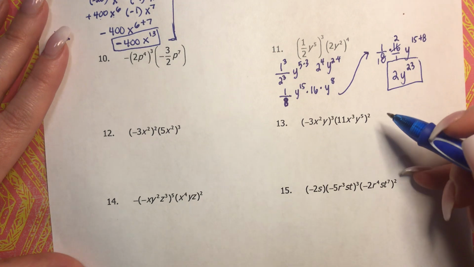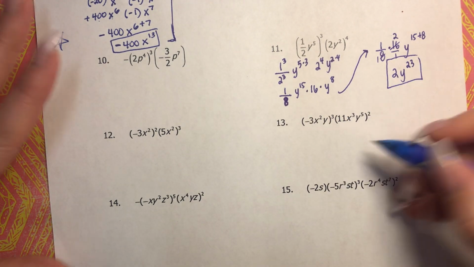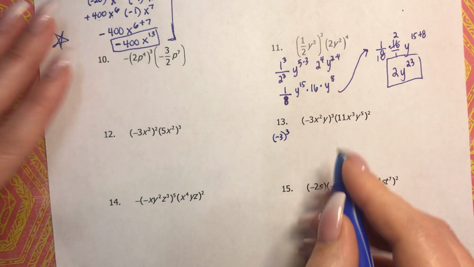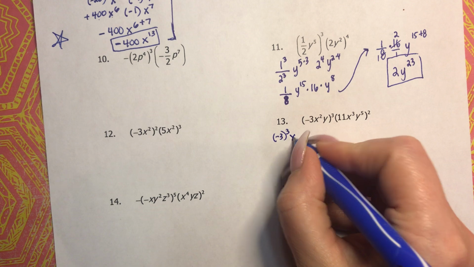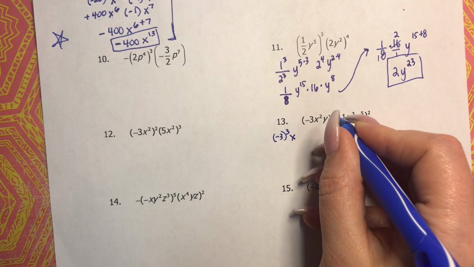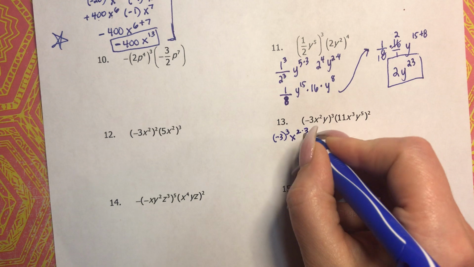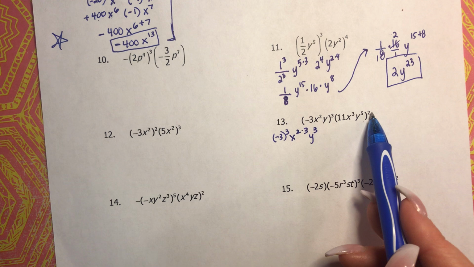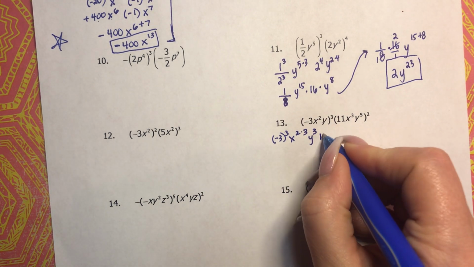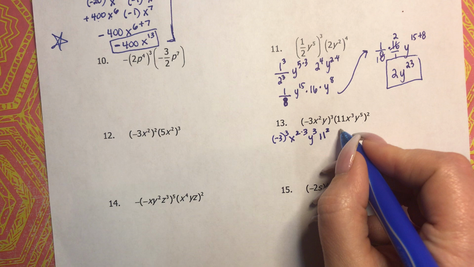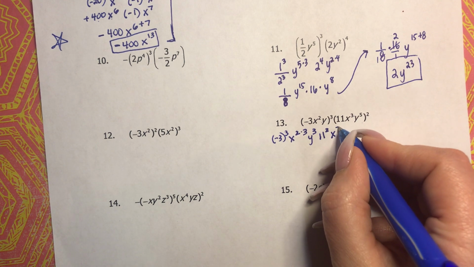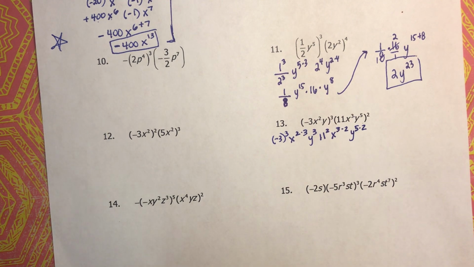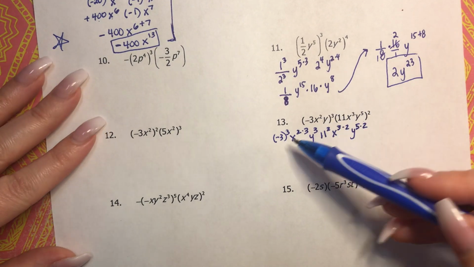Okay. So every single thing in here gets raised to the 3rd power. So that's going to start with -3 raised to the 3rd power, x to the, right, there's an exponent, so we're going to go 2 times 3. Y gets raised to the 3rd power. Then we're going to go over here, and everything inside here is raised to the 2nd power. So that's going to be 11 squared, and then x to the 3 times 2, and y to the 5 times 2. Okay, and then we're just going to have to simplify.